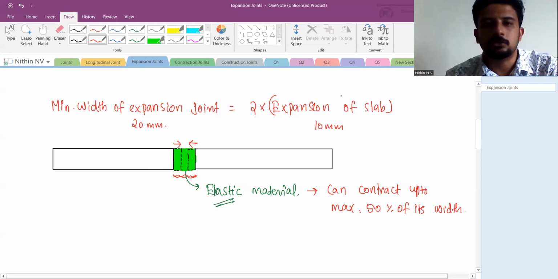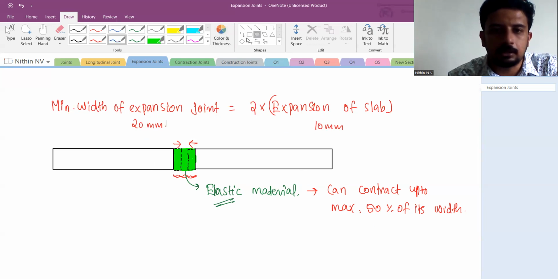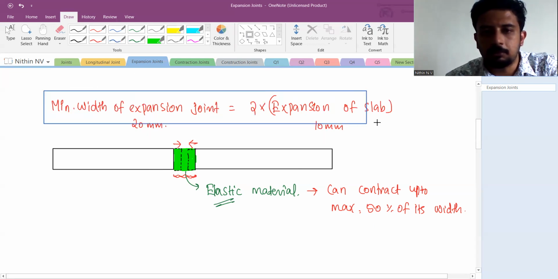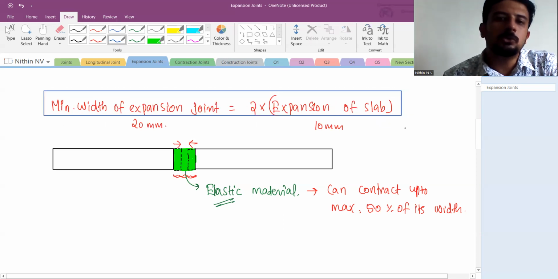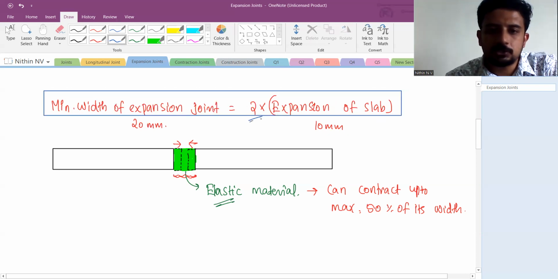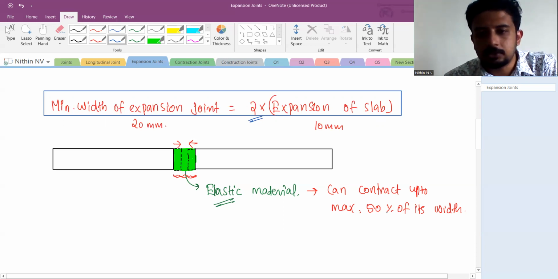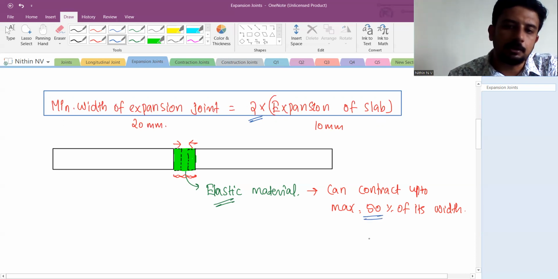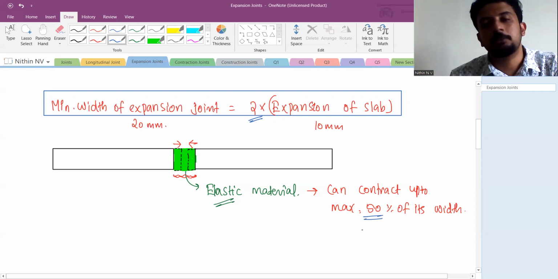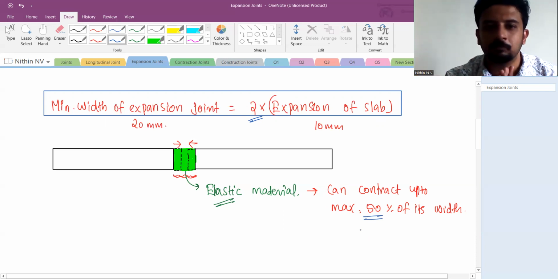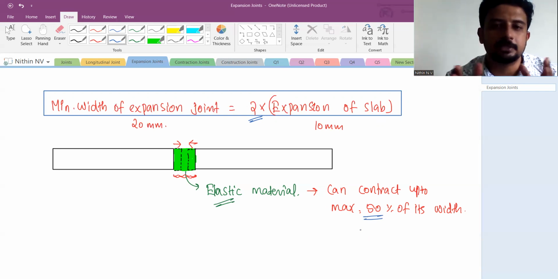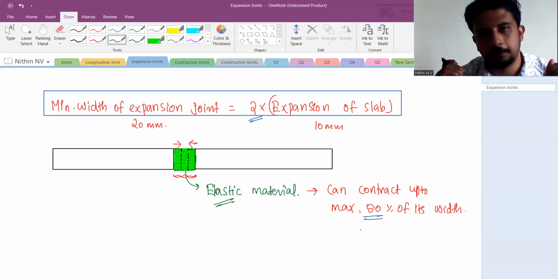Understood or not? Okay, so this is one of the very, very important concepts we need to note down. The minimum width of the expansion joint is 2 times the expansion of the slab. So why did this 2 times come? Because the elastic material can contract only by 50% of its width. If it could contract by 100%, which is not possible, it would be like water. Then it would be okay: whatever be the expansion of the slab, the same width you need to provide. Now, since it is only 50%, what to do? Double the expansion you need to provide there.